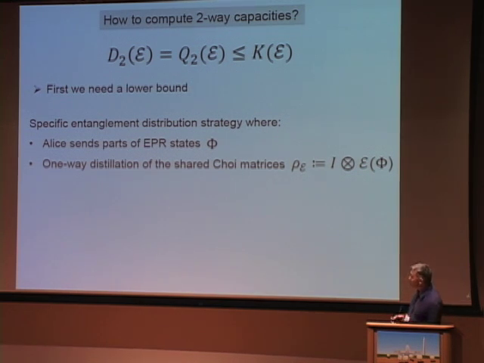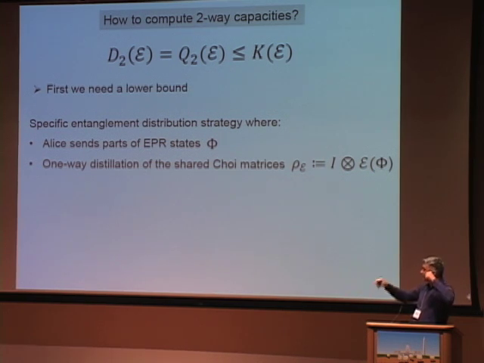And this particular protocol could be just Alice sending part of an EPR state through the channel. So she keeps one part and sends the other part through the channel. At the output, there is Bob. This operation defines the Choi matrix of the channel. So after this transmission, Alice and Bob have the Choi matrix of the channel.